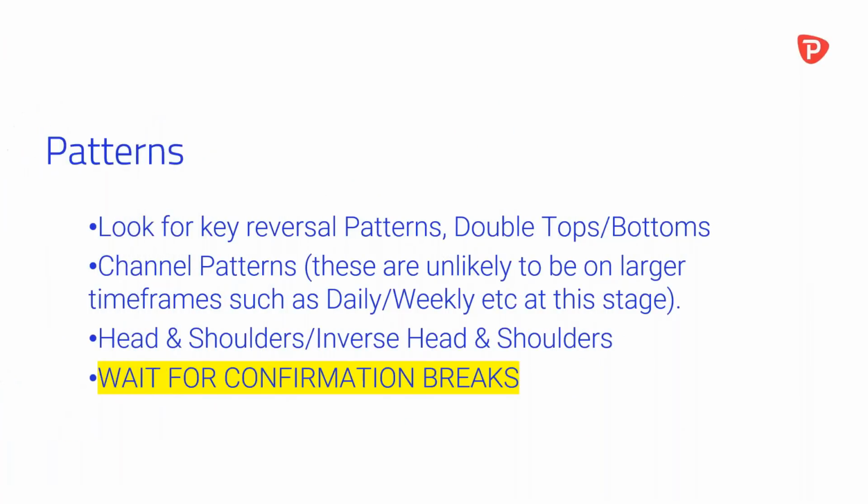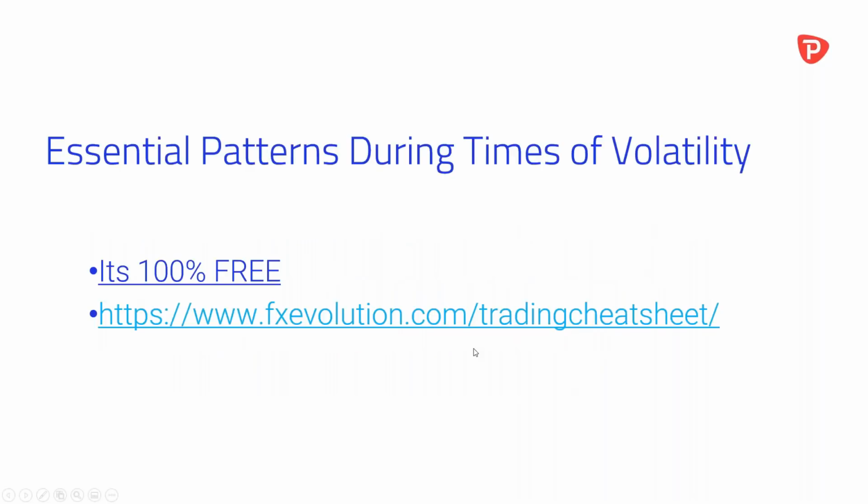And as you see us mention time and time again, it's about bringing it all together. You want at least 3 to 5 reasons to be in a trade, never 1. 3 to 5 reasons every time. So these are the patterns you look for. Obviously, wait for confirmation breaks. I've highlighted that because it's just so important.